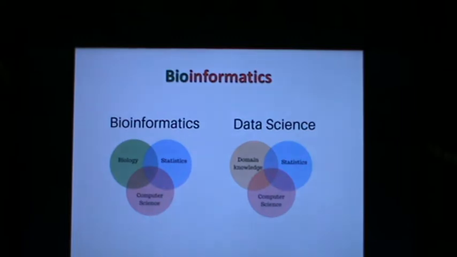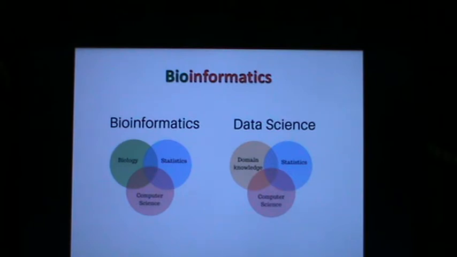Bioinformatics is a combined science with three types of data. The first one is biology, the second is statistics, and the third is computer science. The word bioinformatics has two parts: the biological databases are coupled with IT, that is, information technology. That is known as bioinformatics.